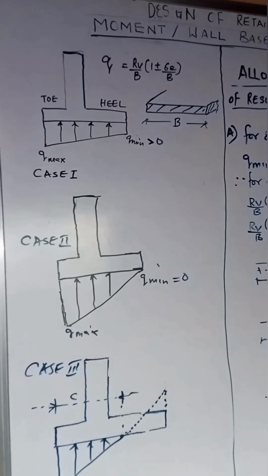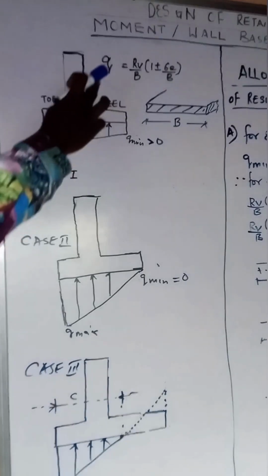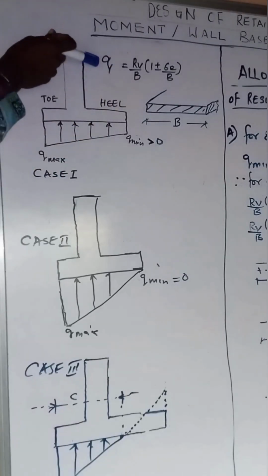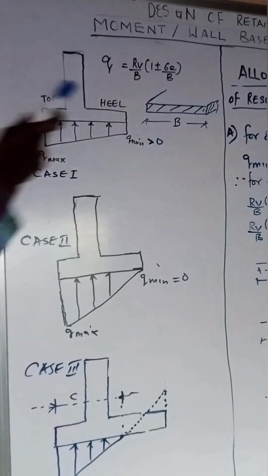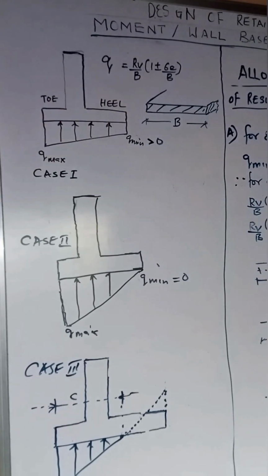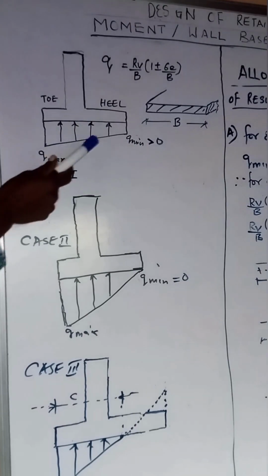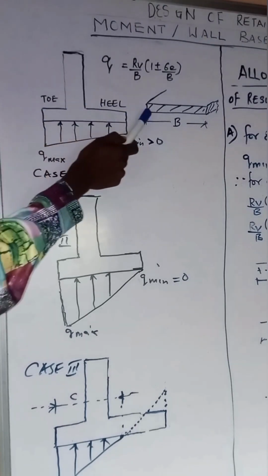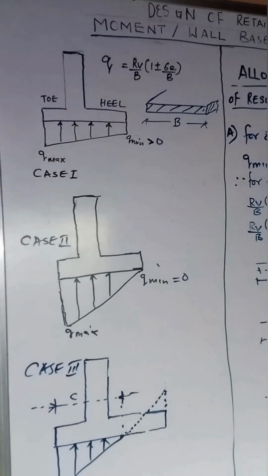Now let's look at several different load cases that we can encounter during the design of the base. Remember that the pressure at the base, we call it Q. We have Q equal to RV over B, open bracket 1 plus or minus 6e over B. Remember the B represents the width of the footing. Now we have the toe, we have the heel.